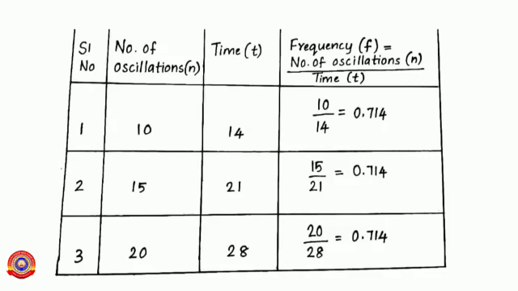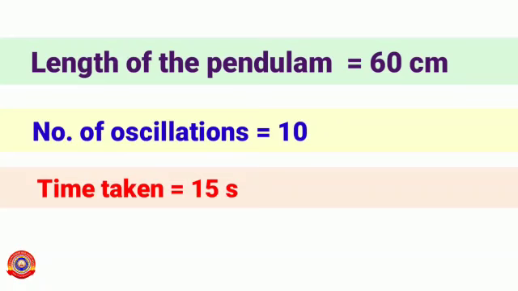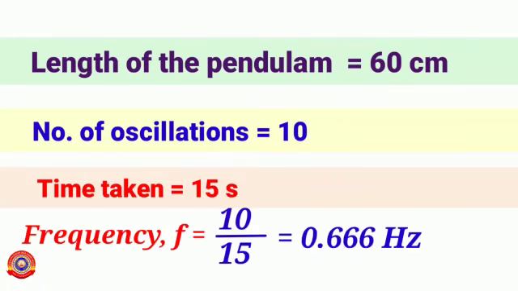Now change the length of the pendulum to 60 cm and 80 cm and find your results. If the length of the pendulum is 60 cm and the time taken for 10 oscillations is 15 seconds, then frequency equal to 10 divided by 15, that is equal to 0.66 Hertz.